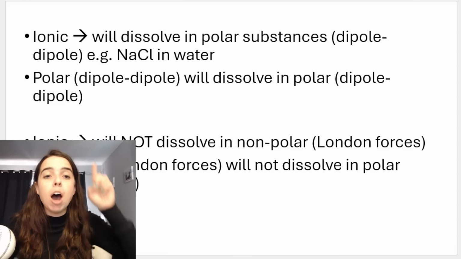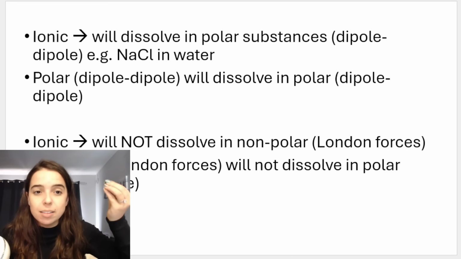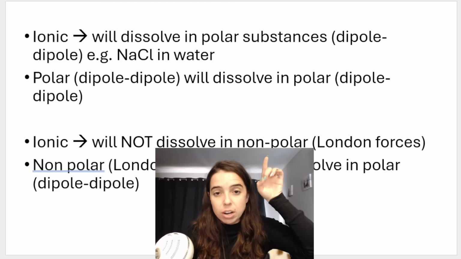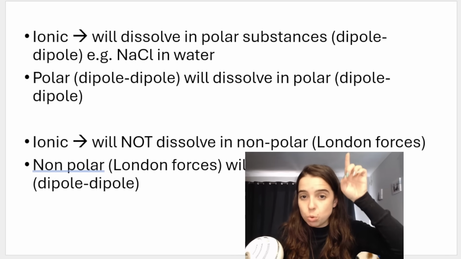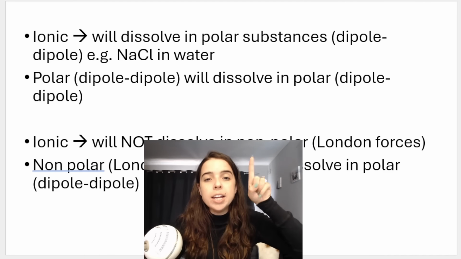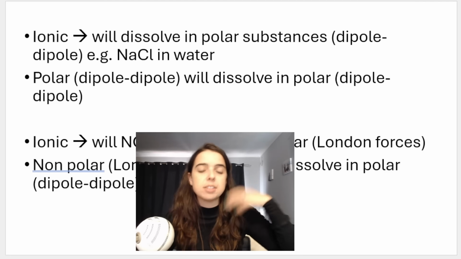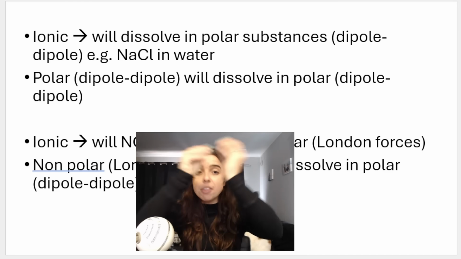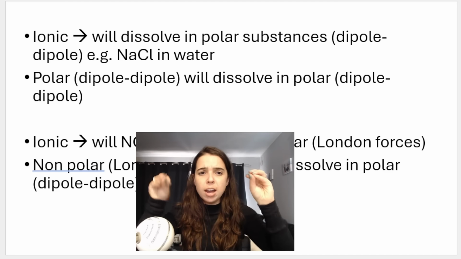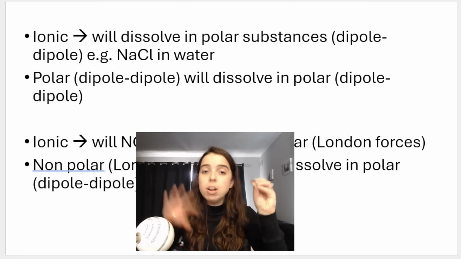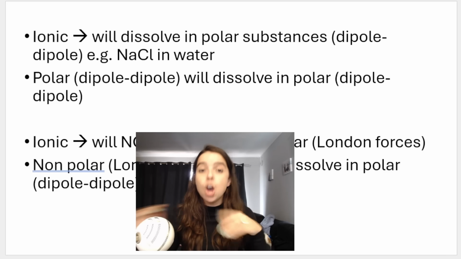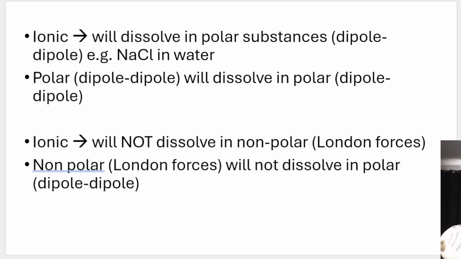However, if you are ionic, like NaCl, sodium chloride, you will not dissolve in non-polar substances that have London forces. They're not alike. So ions and dipoles are similar, because they both have positives and negatives, so they dissolve. Polar and polar, they dissolve. Ionic and non-polar, no. Non-polar and non-polar, yes. Non-polar and polar, no. So I hope this summary helps you.